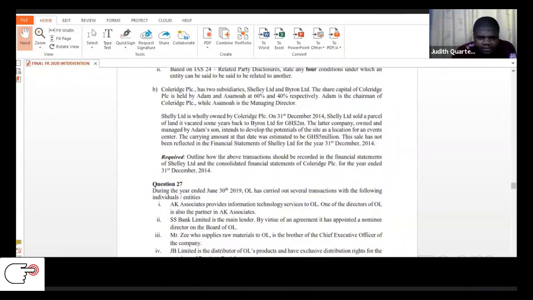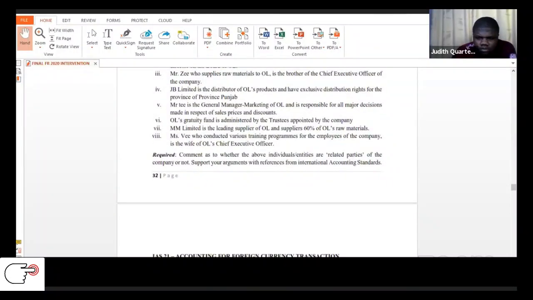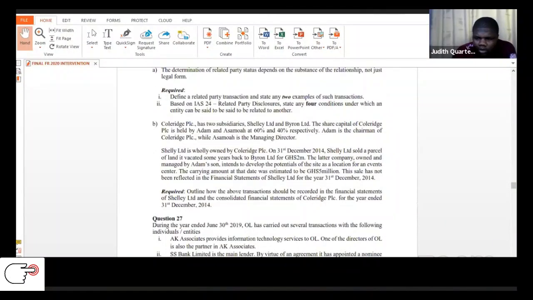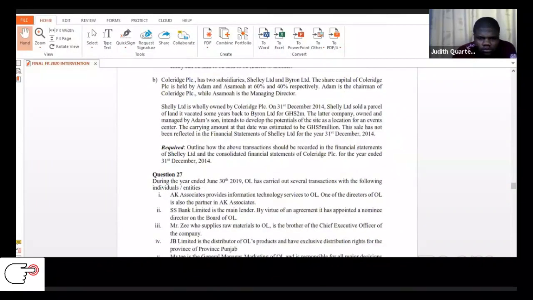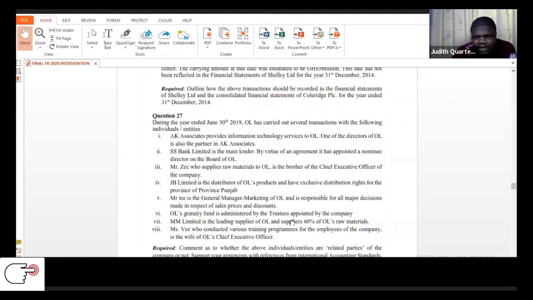Or related party. Okay. Let's go through this one. This one is only helping us to identify the related parties. Then the second one, we are not only identifying, we are supposed to draft the related party disclosure. Yes, we are supposed to draft it. So let's see.